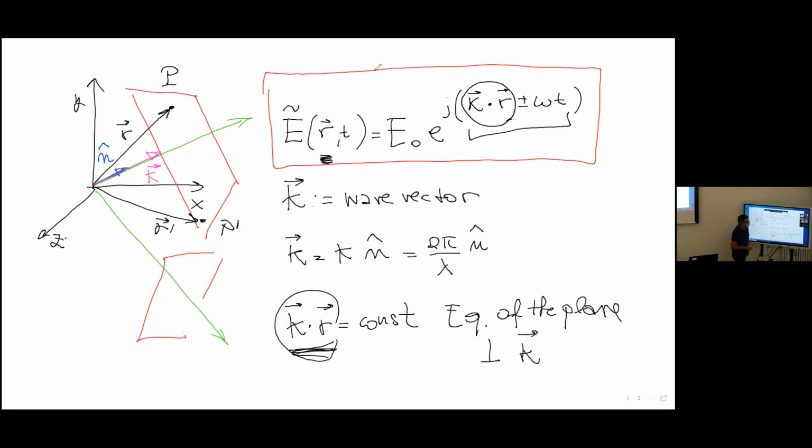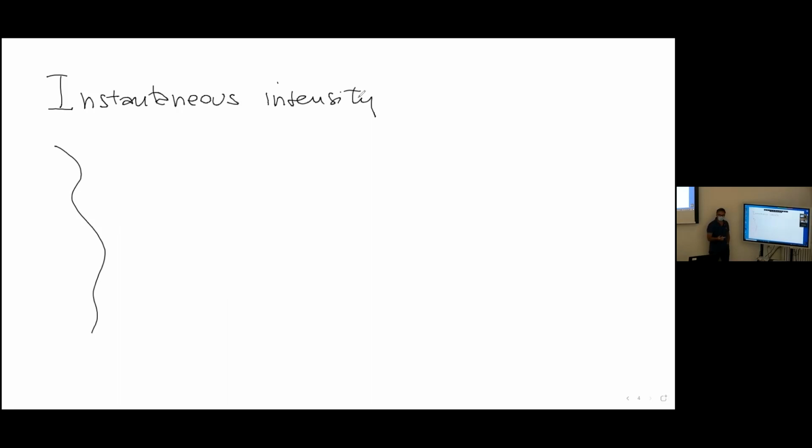Now, we recall from general physics courses that one can define an instantaneous intensity of an electromagnetic wave. And how is it defined, the instantaneous intensity? If you have a wave that is propagating in space, and you take a surface that has an area ds, and you calculate how much energy crosses this surface per unit time.